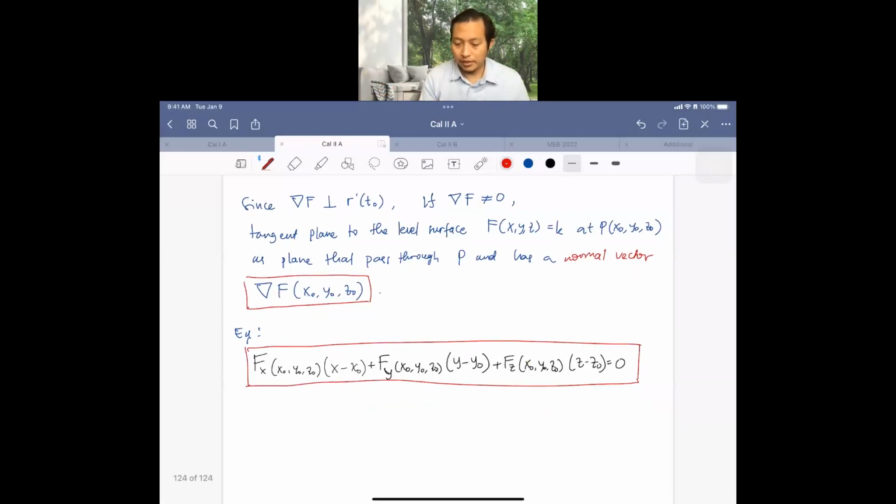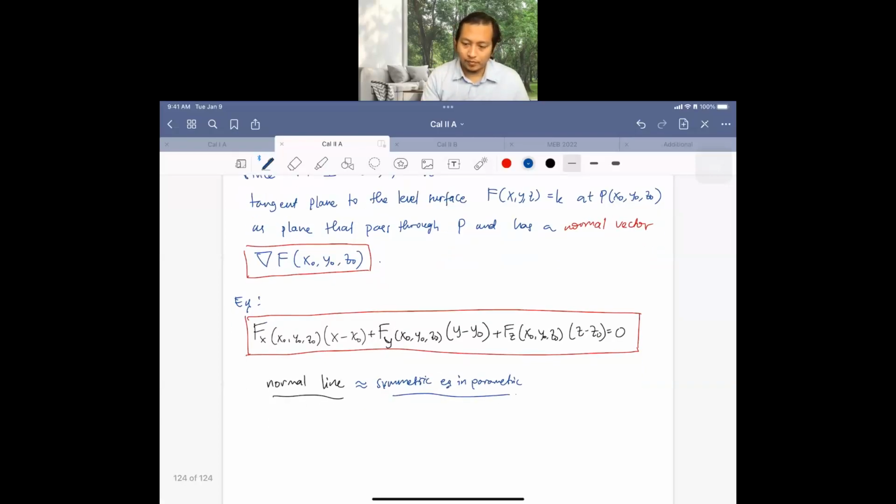Aside from the tangent plane equation, we can also develop something called the normal line. It's different from the normal vector. It's the normal line. The normal line will be equivalent with the symmetric equations. Symmetric equations in parametric form, if you remember the parametric equations. So the normal line is x minus x0 divided by partial x, y minus y0 divided by partial y.